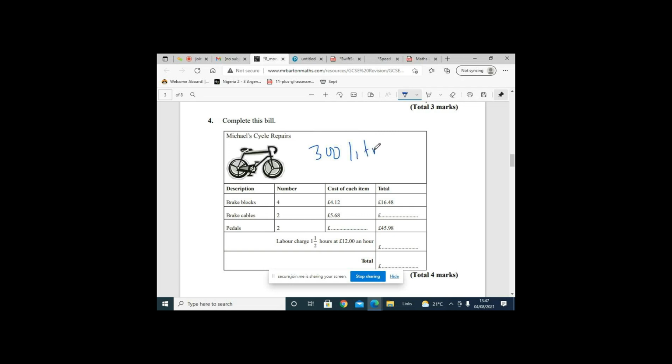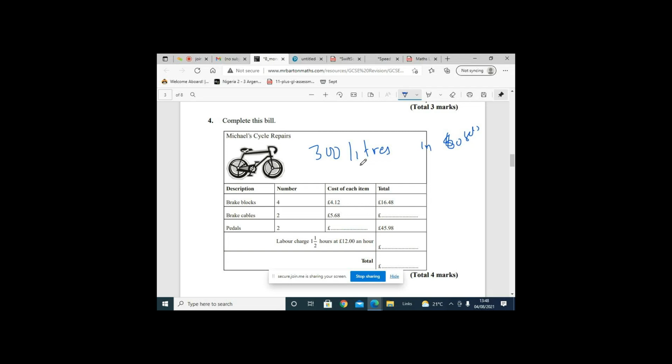You get it? And that container was emptied in 60 seconds. So now ask me, what is the rate of flow? If there was 300 liters of water and it was emptied in 60 seconds, what is the rate of flow?